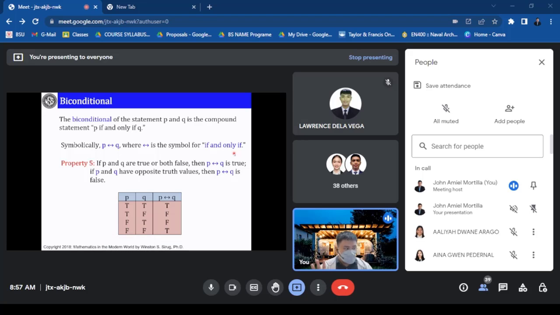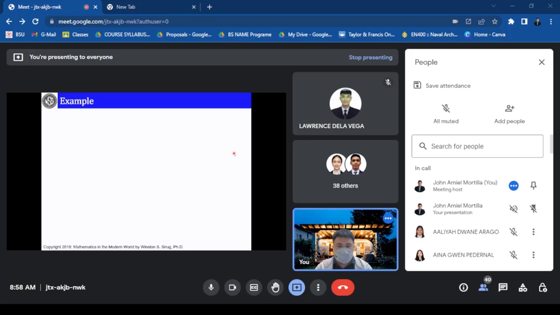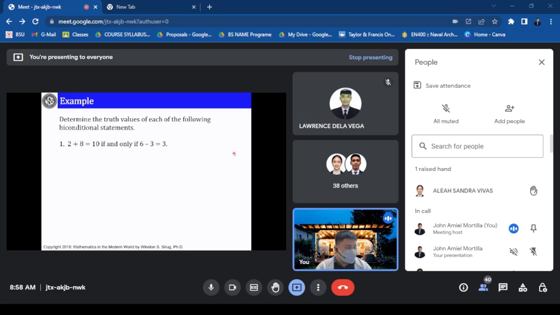Okay, so you can see the table there. We have P and Q. So, when both are true, it is true. When the values are opposite, it is false. And when both are false, our compound statement is true. Okay, so example again. So, please answer. 2 plus 8 equals 10. Answer number 1.